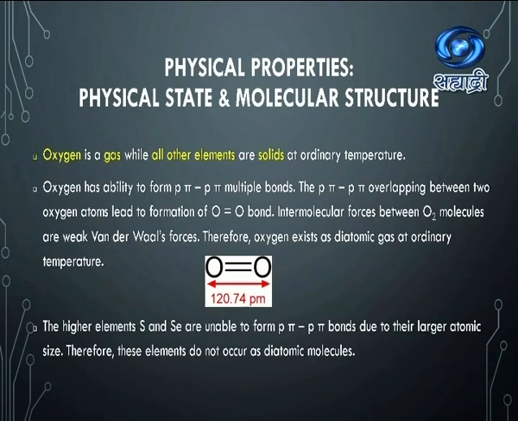Intermolecular forces between oxygen molecules are weak van der Waals forces. Therefore, oxygen exists as a diatomic gas at ordinary temperature. The higher elements, sulfur and selenium, are unable to form p-pi bonds due to their larger atomic size. Therefore, these elements do not occur as diatomic molecules. So this is the variation between oxygen and other elements of group 16. Oxygen exists as a diatomic gas, but the remaining elements do not occur as diatomic molecules.